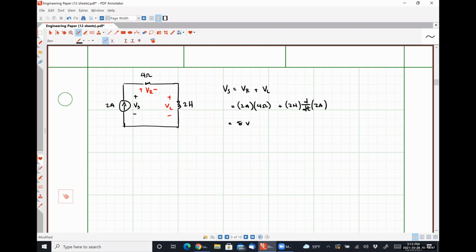Anybody have a problem with my application of Kirchhoff's voltage law here and determining what this voltage is? All right. So one key thing that I want to point out here, and it's going to be very important, is that when we have a circuit operating at DC steady state, our responses will all be DC signals. That's exactly what we have seen. So if we put a DC signal in that 2 amp source, the voltage drop across our resistor is a DC quantity. The voltage drop across our inductor is a DC quantity, and therefore the voltage drop across our source also has to be a DC quantity.